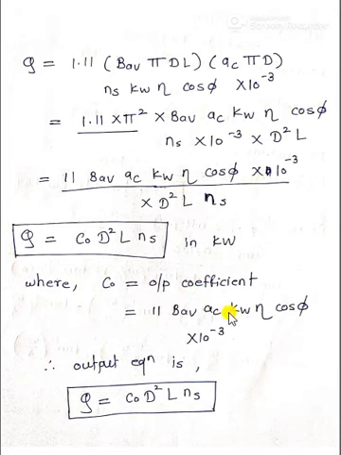11 B average ac kW efficiency cos phi into 10 raised to minus 3. So the output equation capital Q is equal to what? C naught d square L ns, and this is the output equation of induction machine.